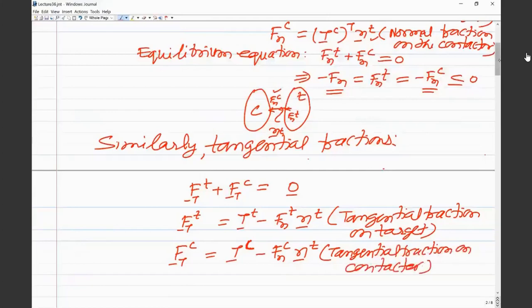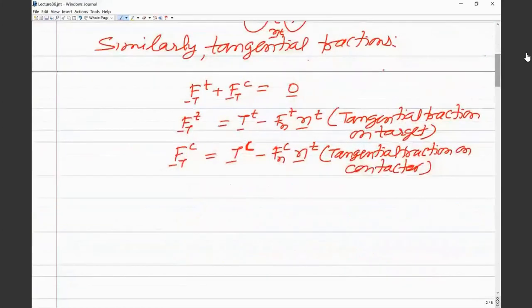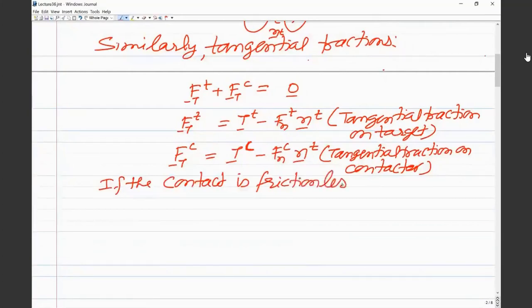So now, of course, if the contact is frictionless, then the tangential tractions would be null vectors. So if the contact is frictionless, then the tangential traction on the target is equal to the tangential traction on the contactor, equal to a null vector. So this is about the normal tractions and the tangential tractions on the contactor and target bodies.